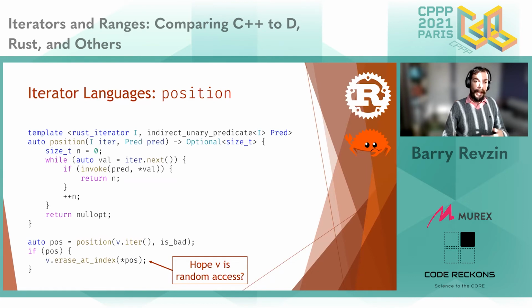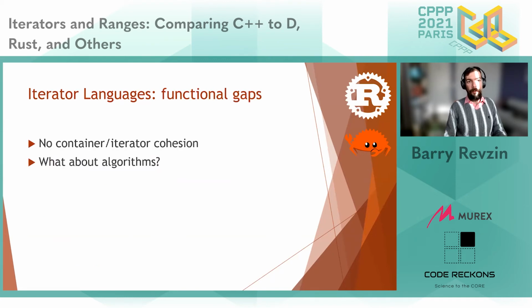But while I can implement an erase at index for something like a linked list, that's going to be pretty expensive, because I did all this work walking through the list to find my element, and now I suddenly have to do all this work again, incrementing through the list just to be able to erase it. So that's also not great. We lose this nice cohesion, and we can't really do the same sorts of things in the Rust model that we can do in the C++ one.